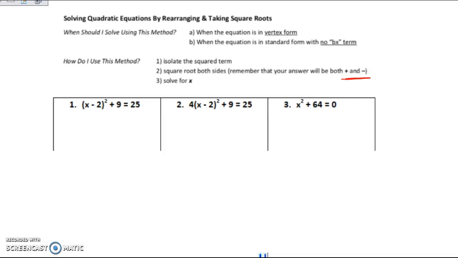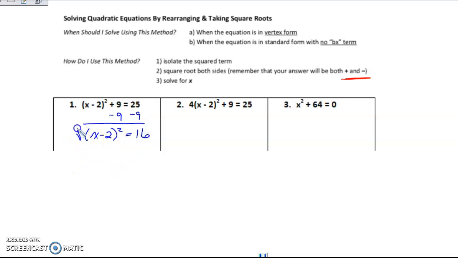Our first one is (x minus 2) squared plus 9 equals 25. Well, the first thing I see is that I need to move this over, so I'm going to subtract 9 from both sides. And so I still have my x minus 2 inside parentheses, and it's all squared, equals 25 minus 9, which is 16.